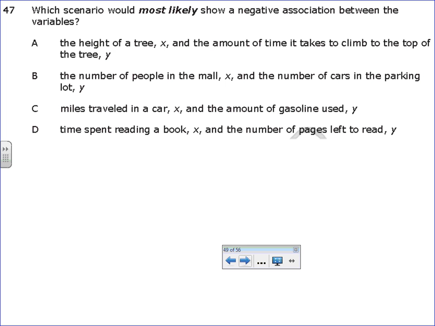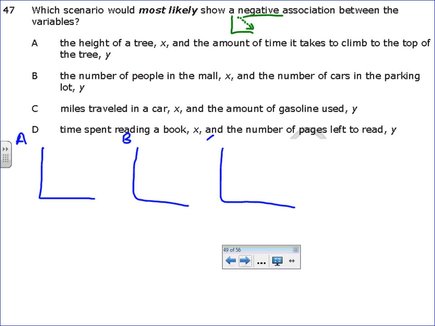Okay. The next question says, which scenario would most likely show a negative association between the variables? Okay, well, just a reminder, we're not graphing, it goes from left to right. So I want something that's going to go down from left to right. That's negative correlation. They've given me 4 options. So what I'm going to do is kind of sketch a picture for each one. So this is going to be for A, for B, C, and D. Okay? It's not going to be perfect, just a sketch.